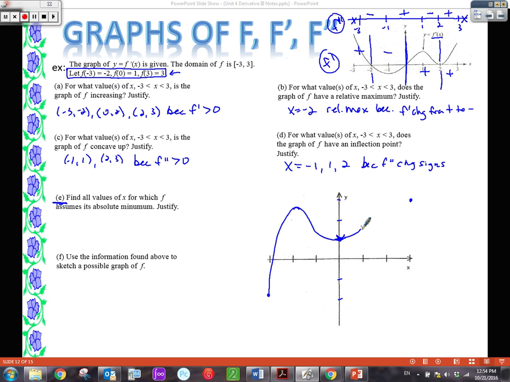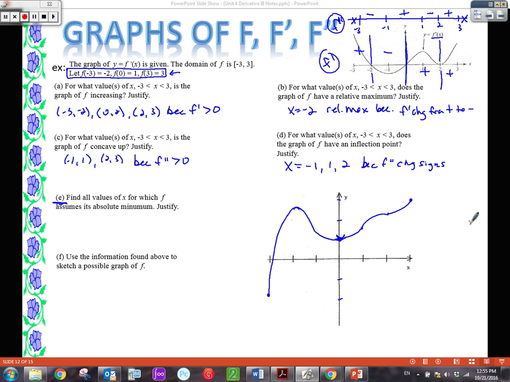Then from 1 to 2, we're concave down. So we're just going to make it concave down. And then from 2 to 3, we're concave up. Okay, so my concavity is exaggerated so that you can see the change in concavity.